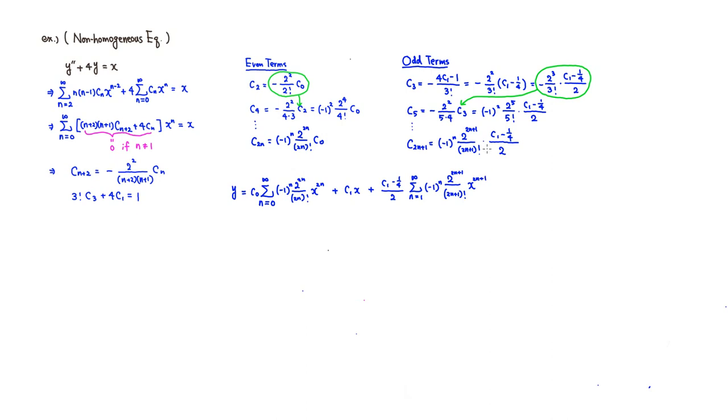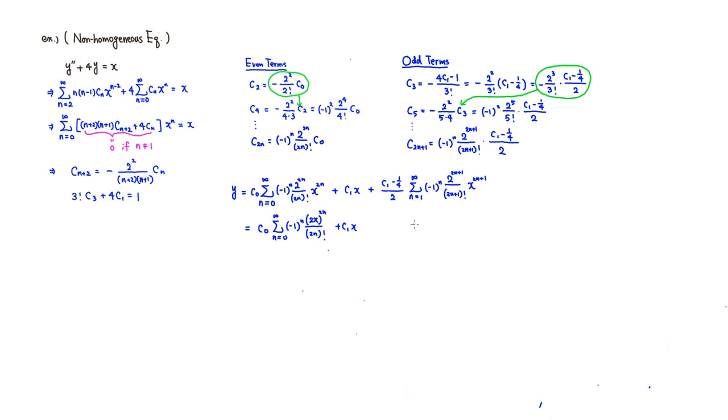So let's do a little bit of rewriting here. C0 is outside. You have a summation, n goes from 0 to infinity. Looking good so far. Then we have negative 1 to the n. I'm going to combine 2 to the 2n and x to the 2n, so we can write it as 2x to the 2n over 2n factorial. Then here, I'm going to just leave C1x right here. Here, I would like to start from 0.